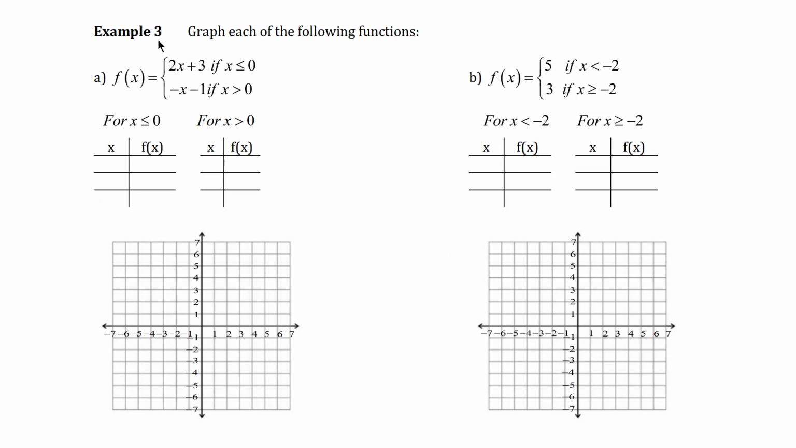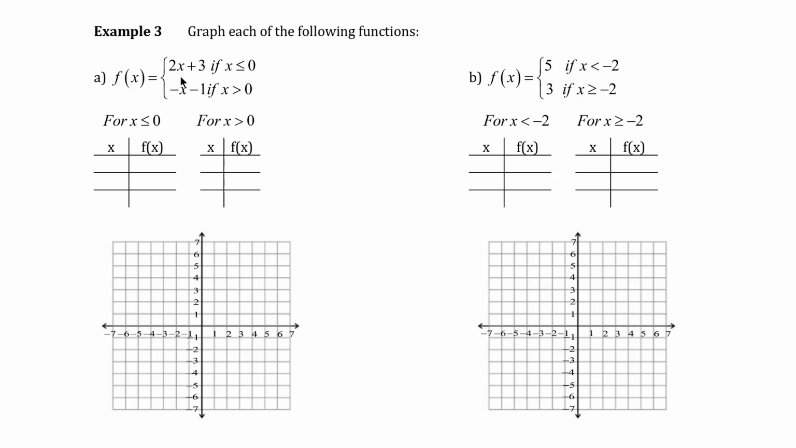For example number 3, graph each of the following functions. For part A, we have the piecewise function f of x equals 2x plus 3 if x is less than or equal to 0, and then f of x is equal to negative x minus 1 if x is greater than 0. To graph this piecewise function, we're going to graph it in parts.